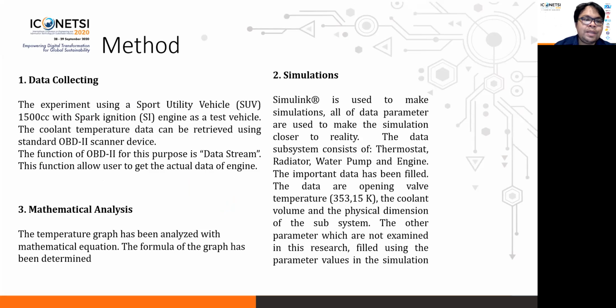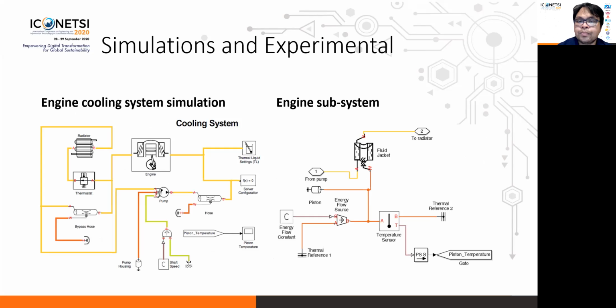So I have three methods here. First is data collecting. I use a sport utility vehicle as an experimental vehicle. I use an OBD2 scanner device, using the data stream function of the scanner. And then I use a simulation, using Simulink. And I do some mathematical analysis to make a new equation.